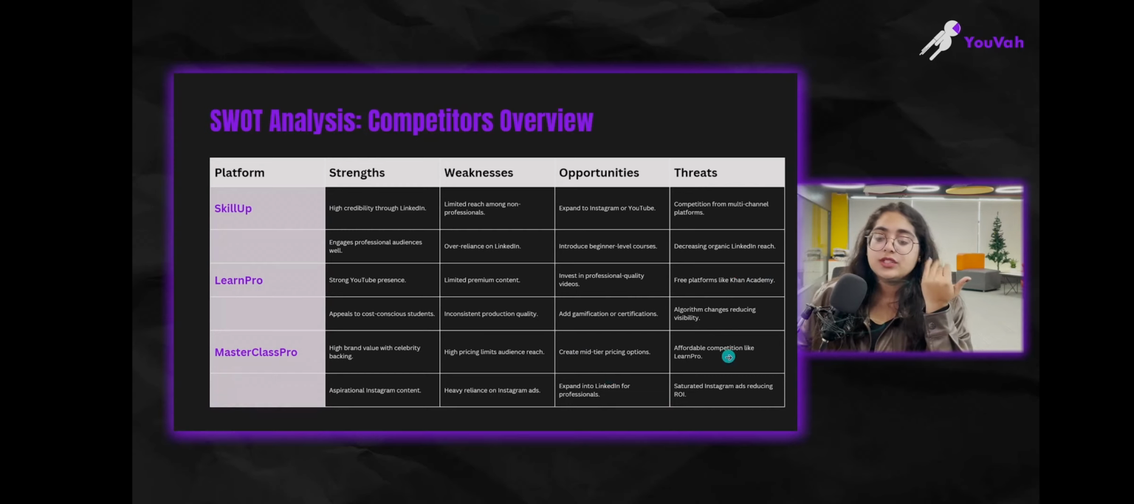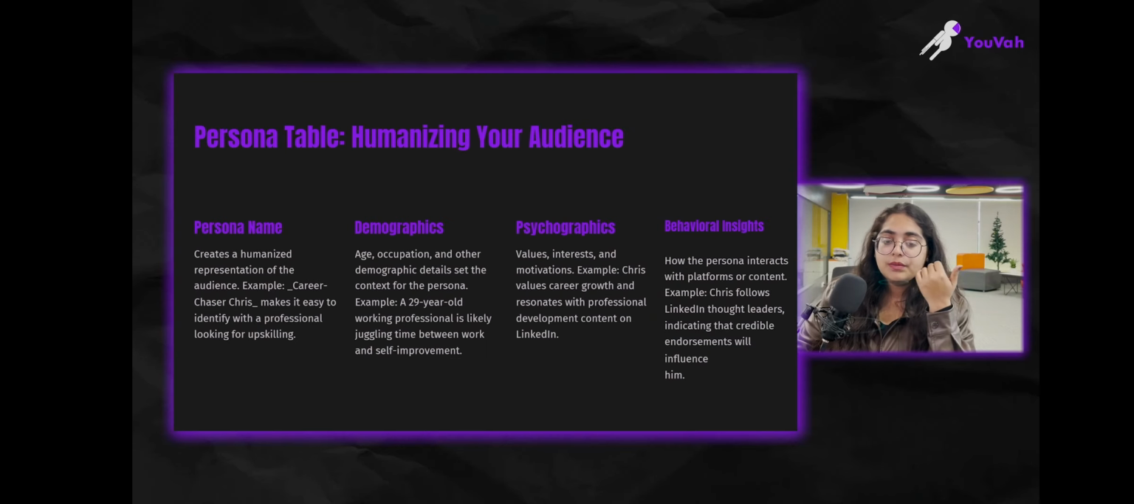And the threats could be affordable competition, like Learn Pro, which could be a major competitor for this particular brand, and saturated ads reducing ROI. So you're running your ads only on Instagram, and other competitors are also running ads on the same platform. Those reduce the ROI of your overall performance.